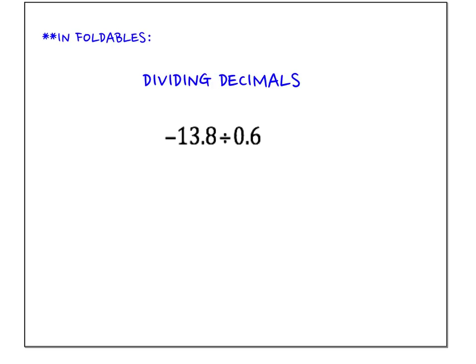Back to our notes, a negative version of dividing decimals. Again, if I'm looking at my sign rules first, I see a negative divided by a positive, keeping in mind that that's going to be a negative answer. Then I need to look at my divisor. My divisor here is 0.6. I need to move that decimal only 1 over to the right, and I'm also going to do that to my other number. So I'm looking at negative 138 divided by 6.